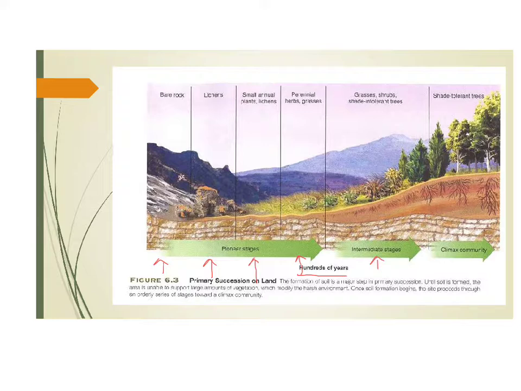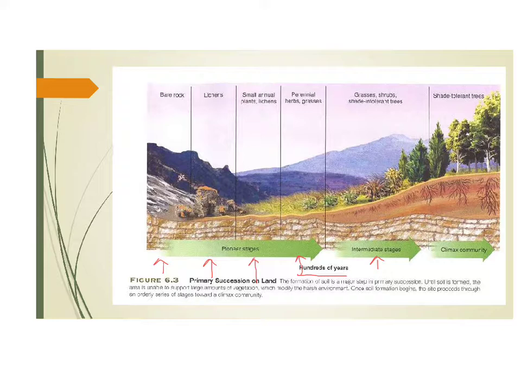That means trees that like full sun, because of course there's not a lot of shade at this point because the shrubs aren't providing lots of shade. So grasses, shrubs, and shade intolerant trees. Sometimes, as we teach in biology, this could also be what we call softwood trees.